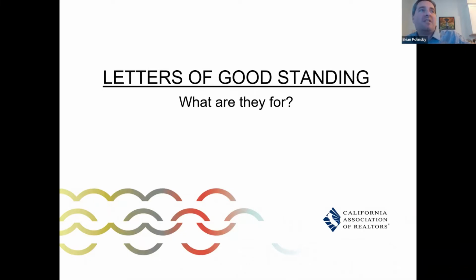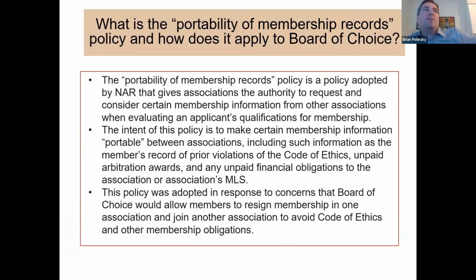So next thing I want to talk about, letters of good standing. What are they? Why do we have them? First question to answer, what do we mean by the portability of membership records policy, and how does that actually apply to board of choice? The portability of membership records is a policy adopted by N.A.R., and it gives associations the authority to request and consider certain membership information from other associations when they're evaluating an applicant's qualifications for membership.